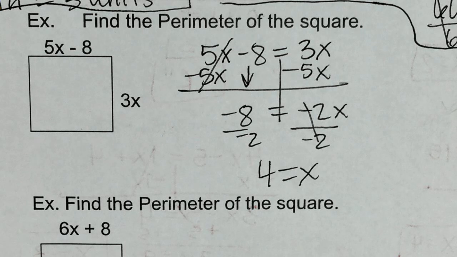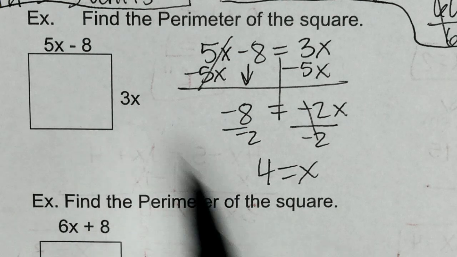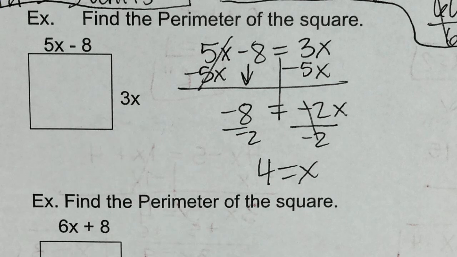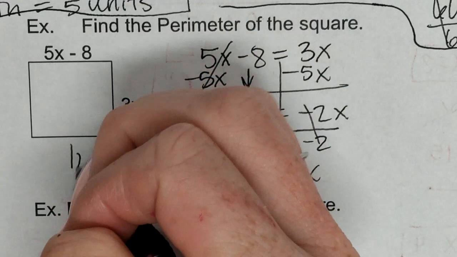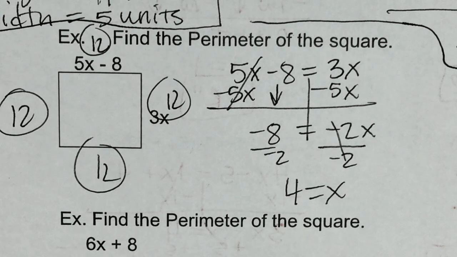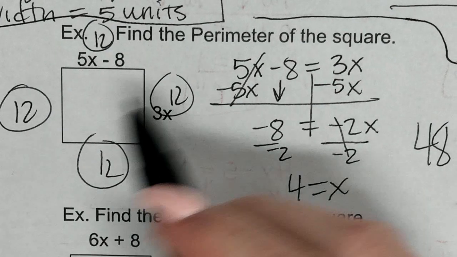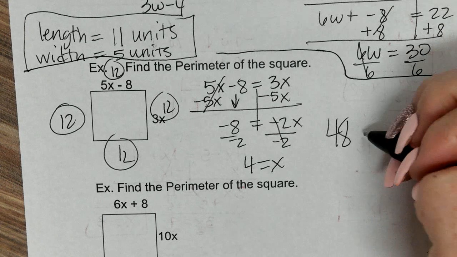But to find the perimeter, I need at least one side, right? Because all sides are the same. Which one of these is easier? This one. So 3 times x, well, x is 4, so what's 3 times 4? So the sides are all 12. So 12 plus 12 plus 12 plus 12 is just 12 times 4, which is 48. Did they give us any units? So I'm going to put 48 units.